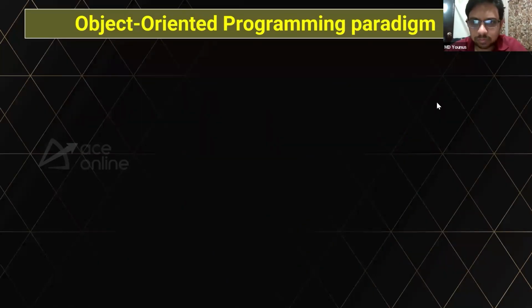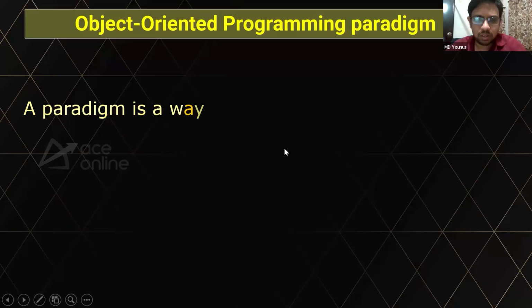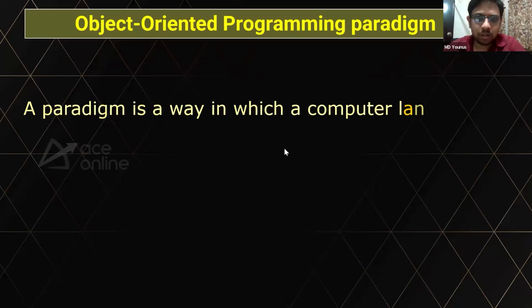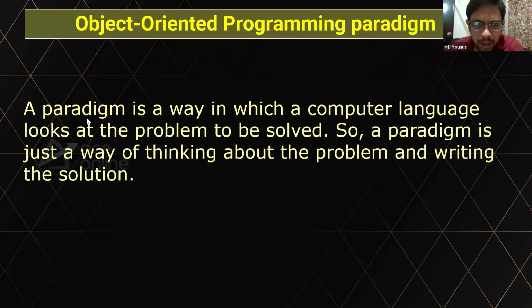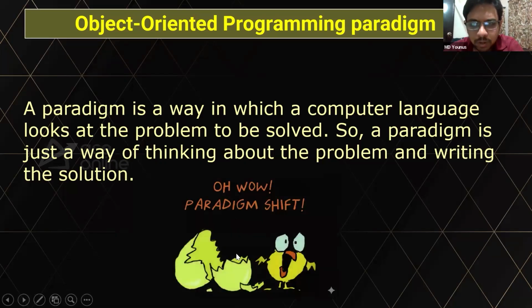Let's start with the object-oriented programming paradigm. Basically a paradigm is the way in which a computer language looks at the problem to be solved. A paradigm is just a way of thinking about the problem and writing the solution. As I told you, a paradigm is nothing but the way of solving the problem, the approach for solving the problem.